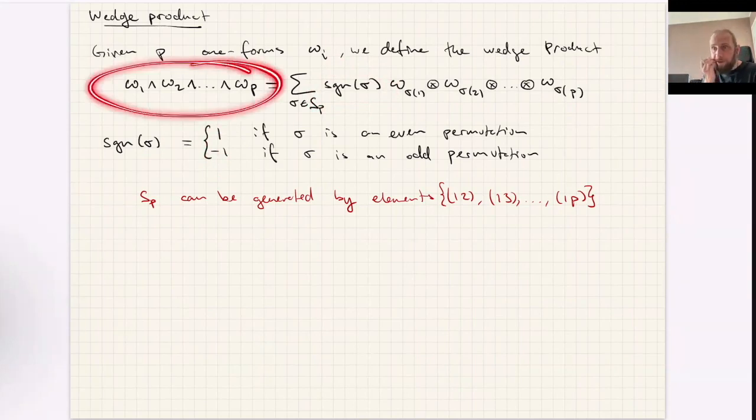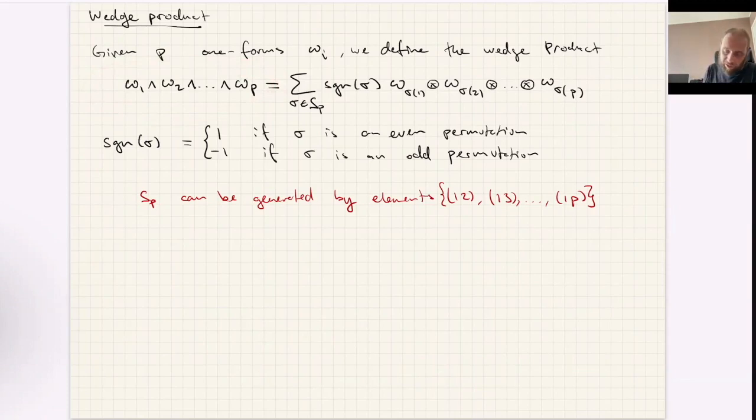This here is going to be a p-form because the sign function here makes it alternating. If I change position between two indices, I get a different element of the permutation group, and I get a minus sign because they differ by one permutation. Okay, so this is the wedge product.